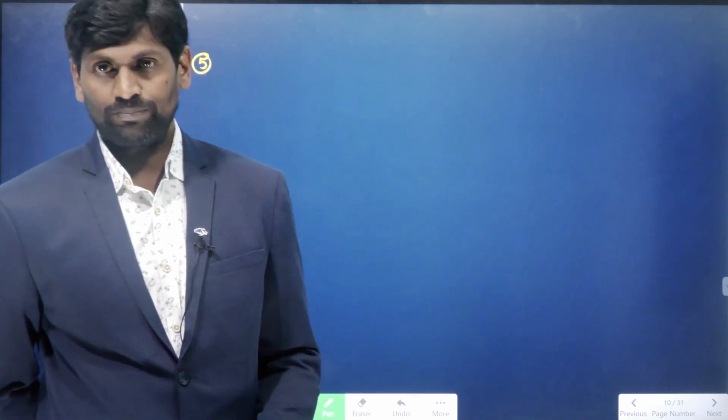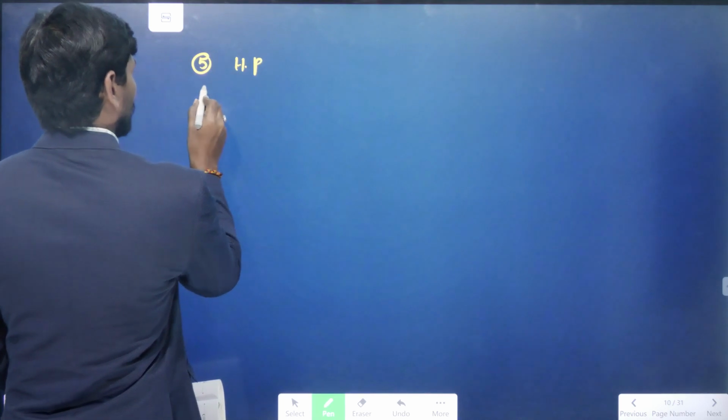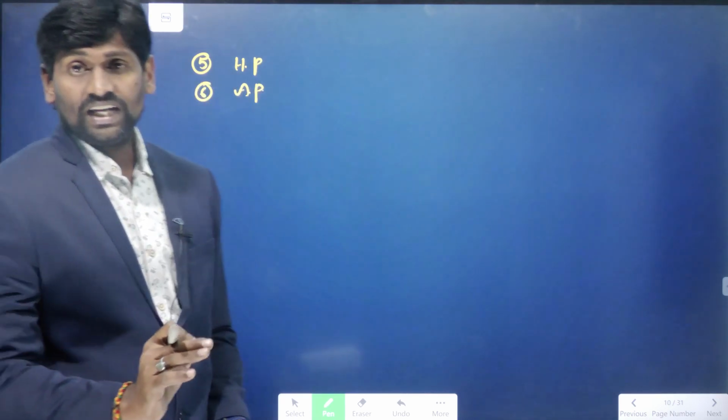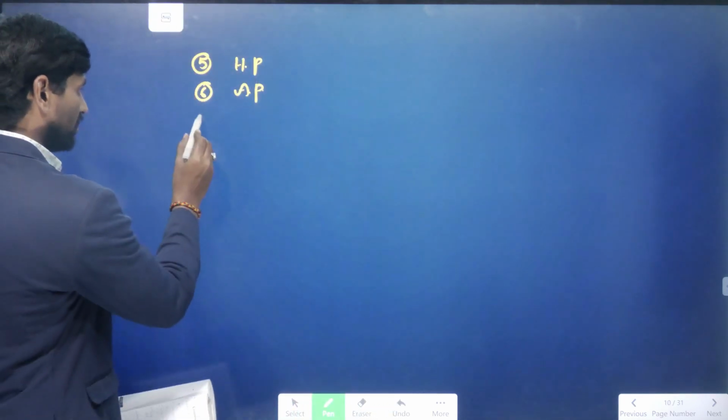The sixth one also: in triangle ABC, if A, B, C are in AP, then cot A by 2, cot B by 2, cot C by 2 are in what? Cot is the inverse of tan. So if tan is in harmonic progression, then cot will be in arithmetic progression. So the fifth question is harmonic progression, and the sixth question is arithmetic progression. Let us go to problem number 7.